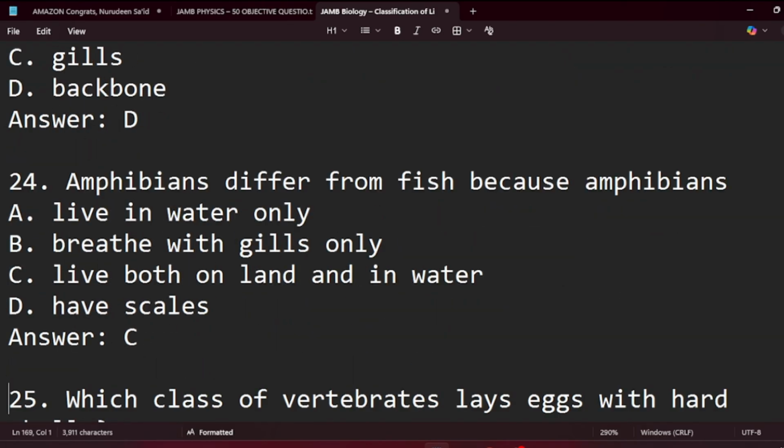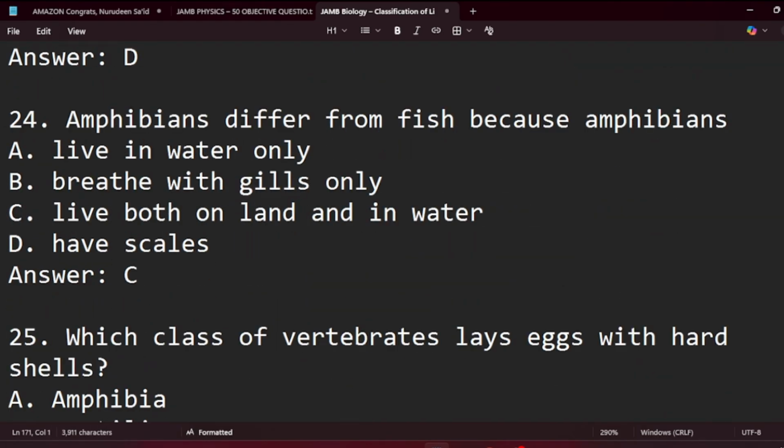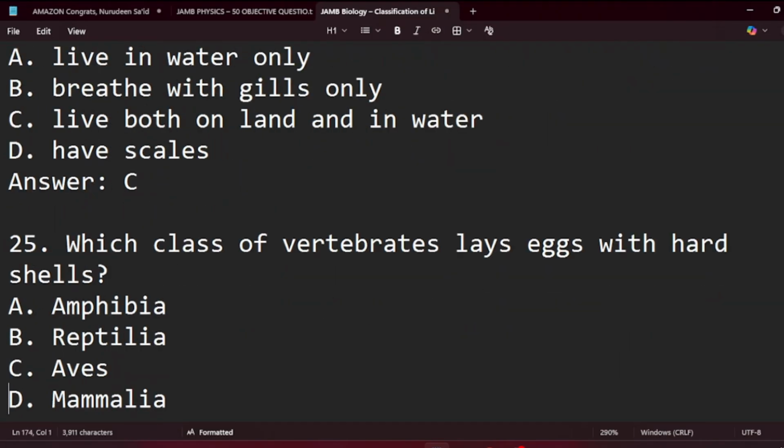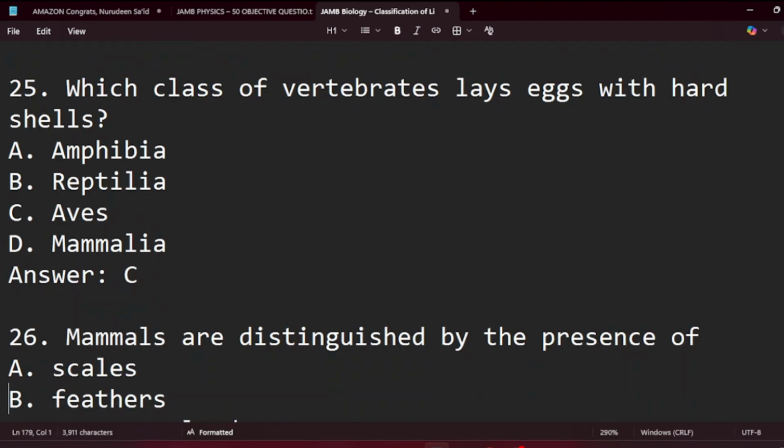Question number 24. Amphibians differ from fish because amphibians A, live in water only, B, breathe with gills only, C, live both on land and in water, D, have scales. The answer is C, which is live both on land and in water. Question number 25. Which class of vertebrates lays eggs with hard shells? A, amphibians, B, reptiles, C, apes, D, mammalia. The answer is C, which is apes.